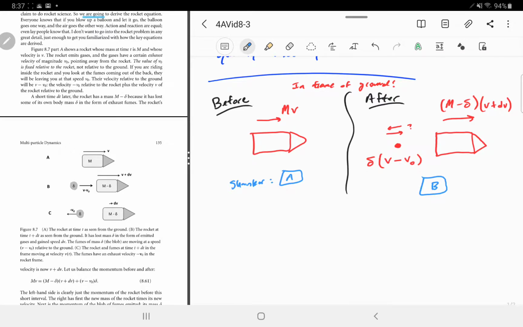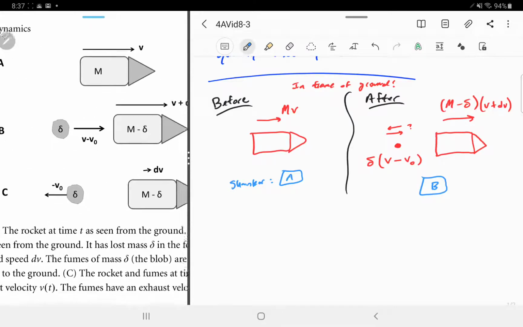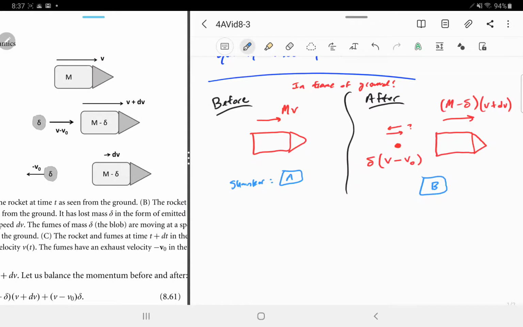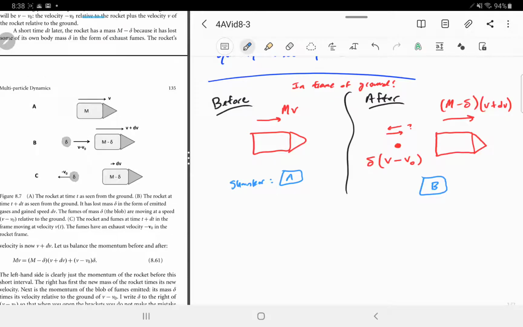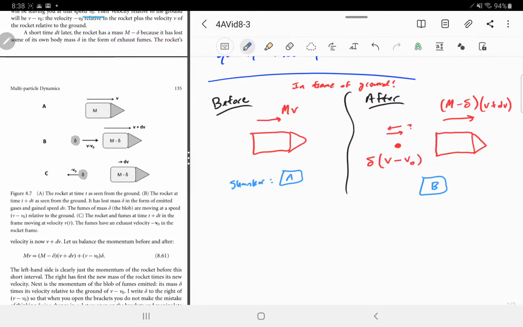The before picture would just be the rocket at rest. I'm guessing that's why your textbook doesn't show that, because it would just be M sitting there doing nothing. And then the after picture is exactly what C is. So the ejected mass moves to the left with speed v0, and the rest of the rocket, m minus delta m, moves to the right with speed dv. Picture B is picture C, but boosted, looked at in the frame of the ground rather than in the frame of the rocket.